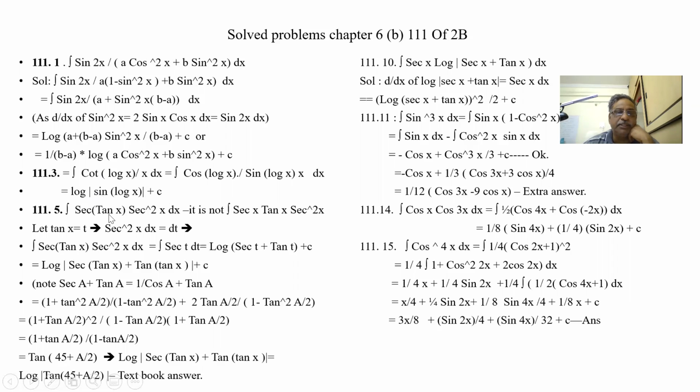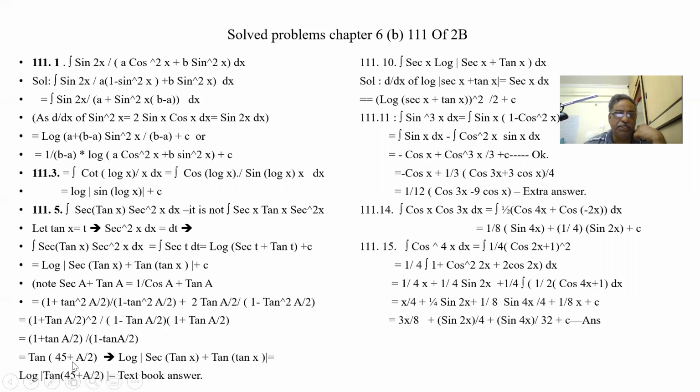Secant of tan x. It is not secant x tan x. It is secant of tan x, secant square x dx. If I put tan x as t, then it becomes secant t dt. This is nothing but secant t dt, and we know the integral of secant is log of secant t plus tan t. So when I put back t, it is log of secant tan x plus tan x plus c.